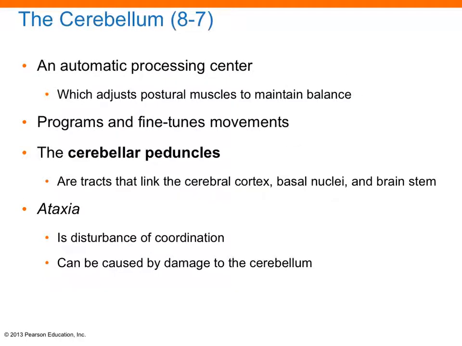The cerebellum has an automatic processing center. It adjusts postural muscles to maintain balance. It also has programs to fine-tune movements. So it's very important in coordination and balance. Ataxia is a disturbance of coordination, and this can be the result of damage to the cerebellum.